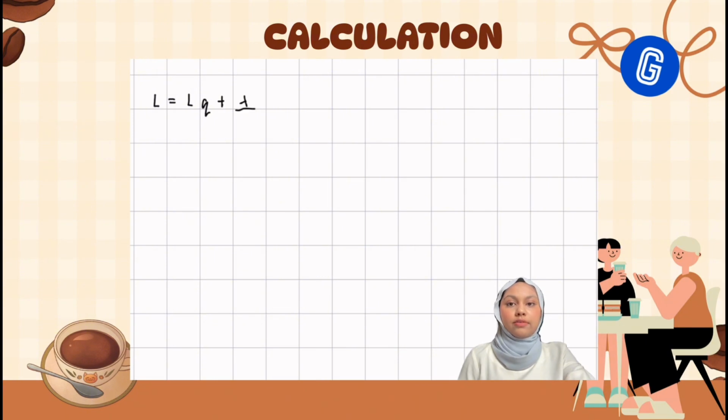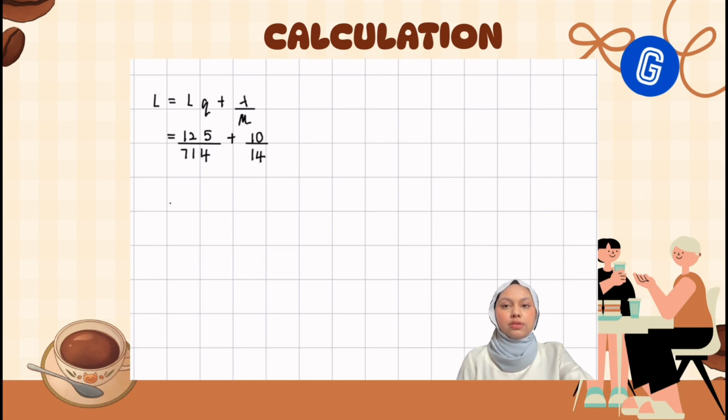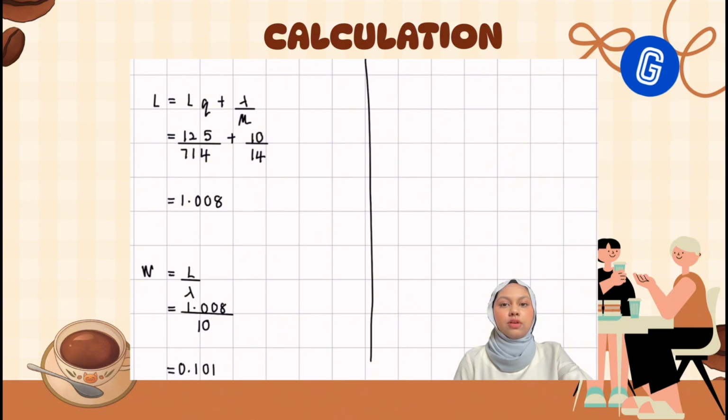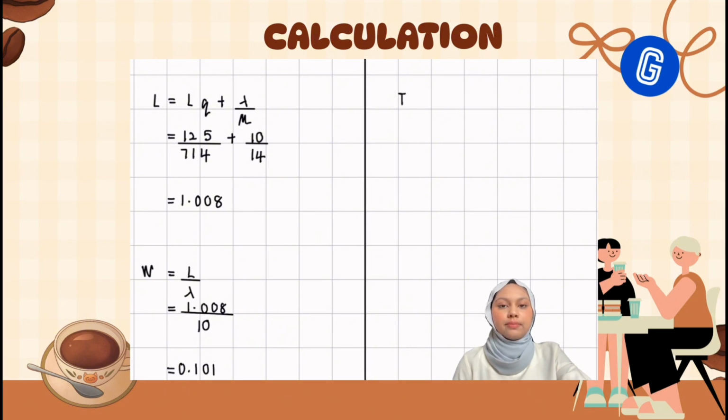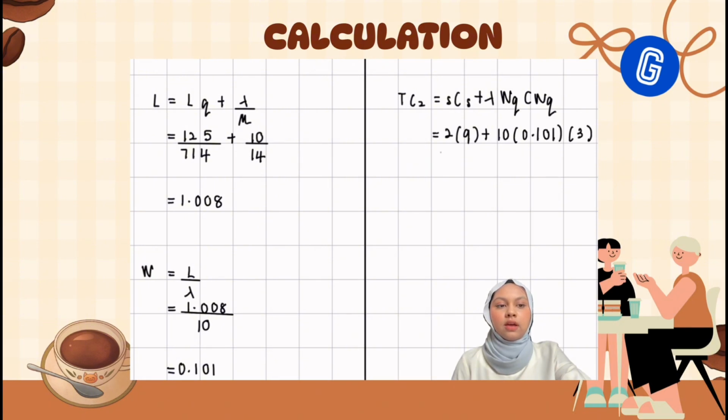Now, we have to find L, which is Lq plus lambda divided by mu, which we get 1.008. And then we have to find W, the average time of customers in the system, by dividing L by lambda, and we will get 0.101. Lastly, find the total cost, which we will get RM 21 ringgit and 3 cent.